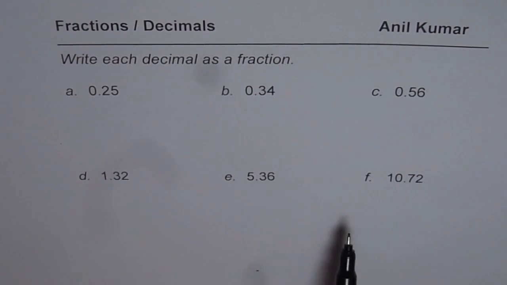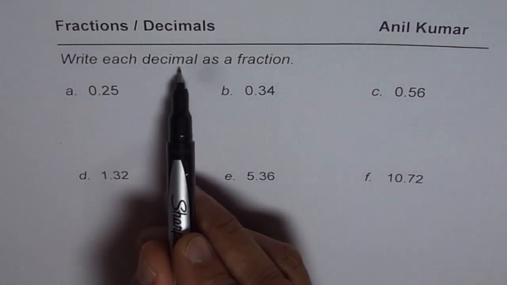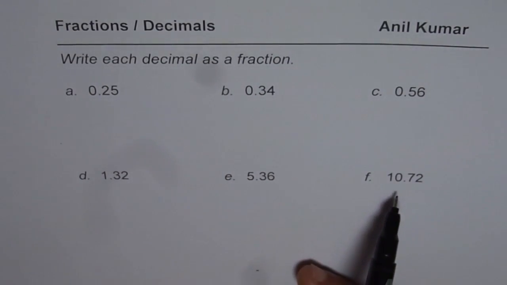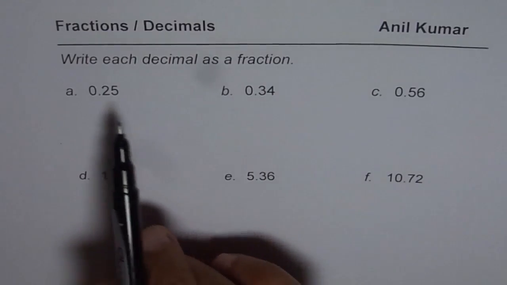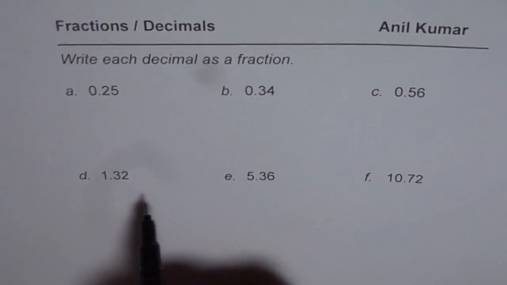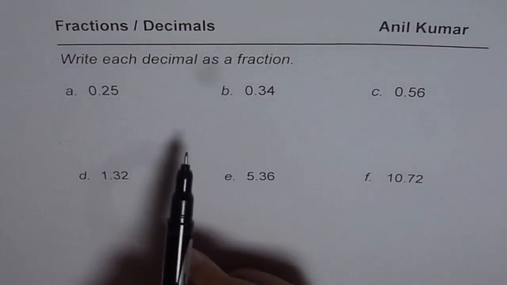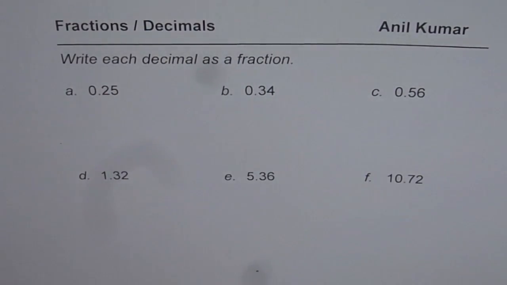So we have 6 fractions here. You can pause the video, copy the question, solve, and then check with my solution. Now the question is, write each decimal as a fraction, and these are the 6. We'll do them one by one. As you notice, the first 3 are less than 1, and then we have 3 which are greater than 1. So I will do 2 from each group.